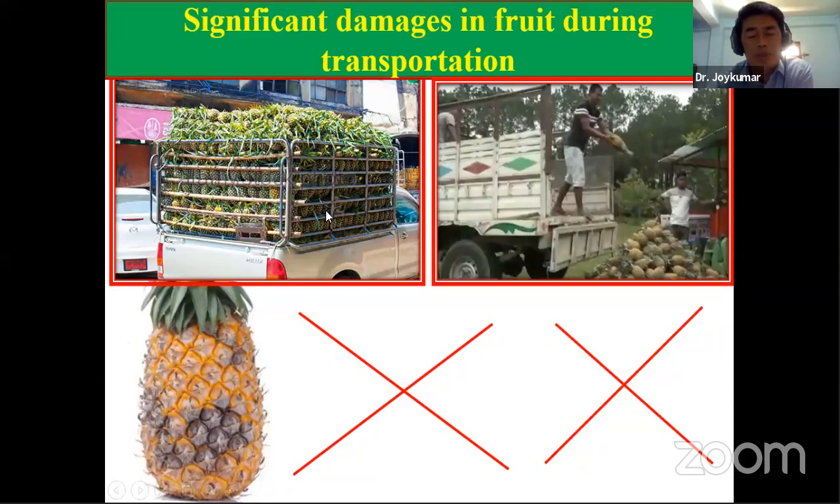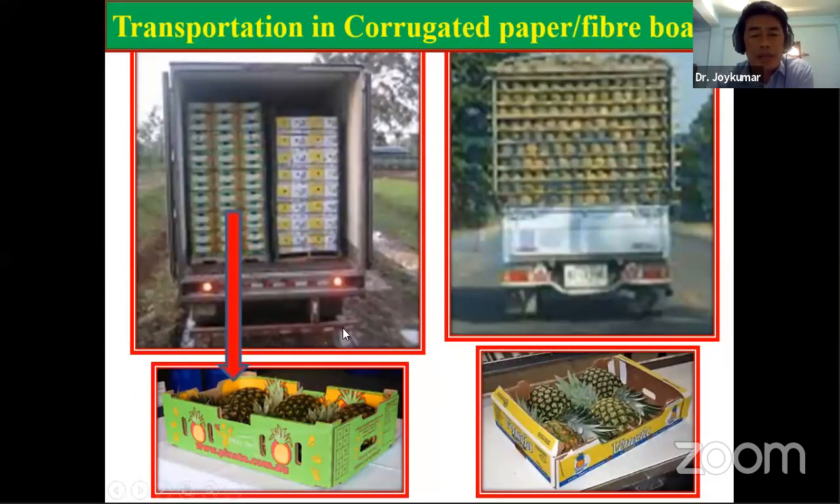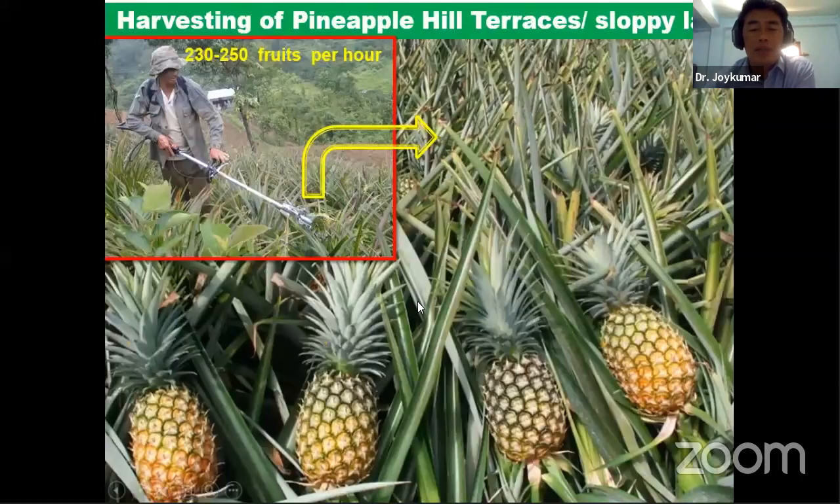So for that, transportation has to be improved, and has to be done through corrugated paper board. Then, coming to another technology in the field of pineapple processing: harvesting of the pineapple in a pineapple field is again a very tough job. And working in between pineapple rows is really a tough job. So harvesting is another big issue.